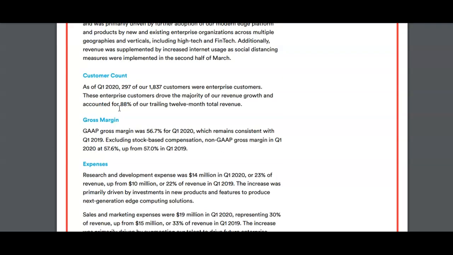So their total customers is 1,837, but they have 297 of those customers, and like the Pareto principle, 20% of customers provide 80% of the revenue. That's what Fastly is doing. They're focusing on the minority that provides the majority of the revenue.